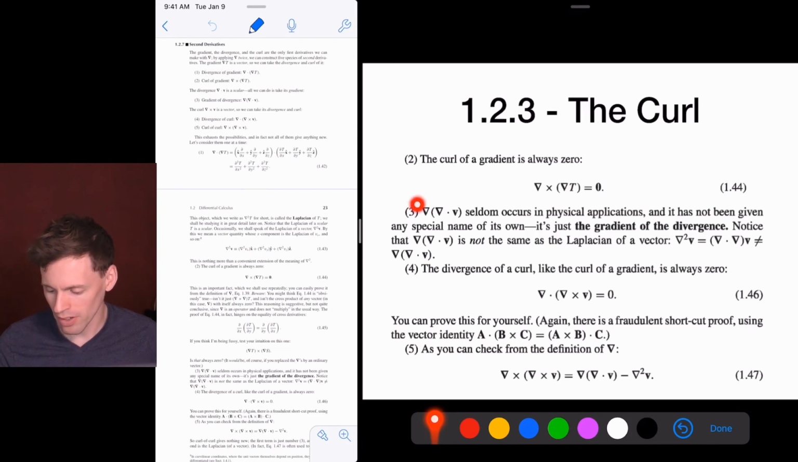Number 3, we rarely do this. It's just the gradient of the divergence, so we don't worry about it too much. The divergence of a curl, like the curl of a gradient, is always 0. So these are your 2 lifesavers. A lot of times you'll encounter these and you can just go boom, gone, I don't even have to calculate it, okay? So del cross del t is 0 and del dot del cross v is 0. And you can prove this for yourself. And then there's this last one, del cross del cross v is equal to del times del dot v minus del squared v. The del dot v is number 3 and del squared v is just a little Laplacian.